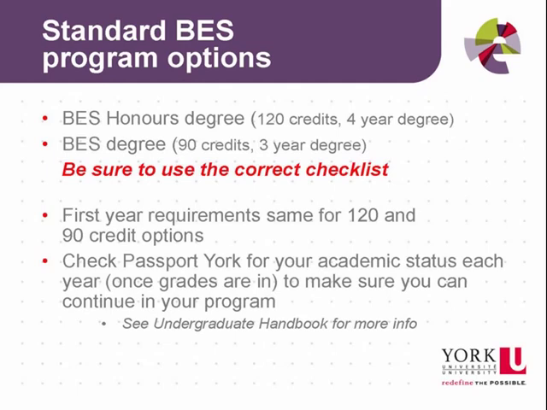Both degrees have the same first year of course requirements. However, there are separate checklists for the 120 credit program and the 90 credit program, so make sure you fill out the right one. In this video, I'll cover the 120 credit checklist. And I'll be covering the 90 credit checklist, and parts that are the same for both. Each year, once final marks are in, you should check your academic standing in Passport York to make sure your grades allow you to continue in your 120 or 90 credit program. If you have any questions about grades, check the undergraduate handbook for more information.